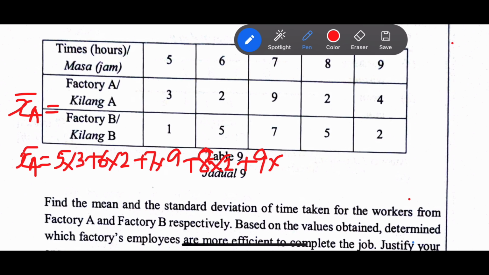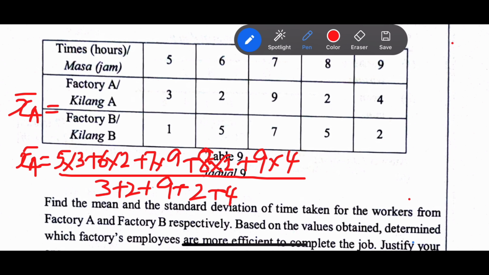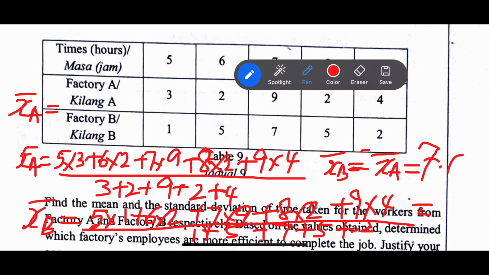I'm waiting for you to press the calculator, and please jot down the mean in 4 significant figures. Please double check your mean because it's very important to have the right mean. If not, your standard deviation will be affected later on. So what is your mean? Let you try first because you need to find the mean for both factories. Hopefully they are the same. So the mean is 7.1, right? I get 7.1 for both factory A and factory B.